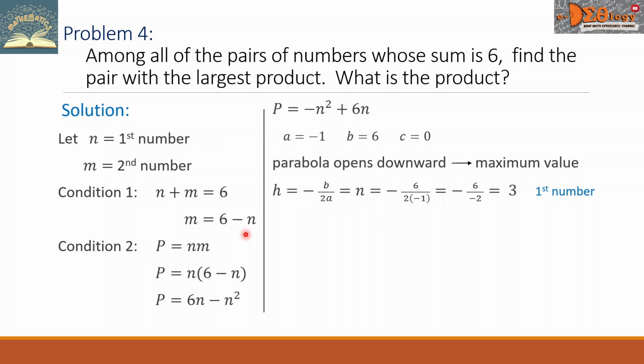Then we go for the second number. That is the m. We have this formula here. M equals 6 minus n. We substitute this value 3 to the n here. So we have now m equals 6 minus 3 equals 3. This is the second number. Now for the product, we simply multiply 3 times 3. We get 9.